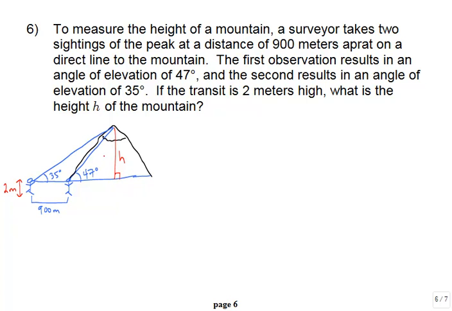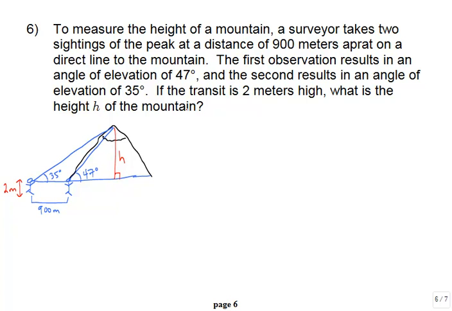Here's your mountain. The surveyor stands some distance away and looks up to the top of that mountain, and that angle of elevation, which is the angle from the horizontal, which would be this down here, up to the top of that mountain, that angle of elevation is 47 degrees. Then he moves away 900 meters and looks up at the top of the mountain again, and that angle of elevation from this horizontal up to that peak is now only 35 degrees. What we want to try to figure out is the actual height h of this mountain.